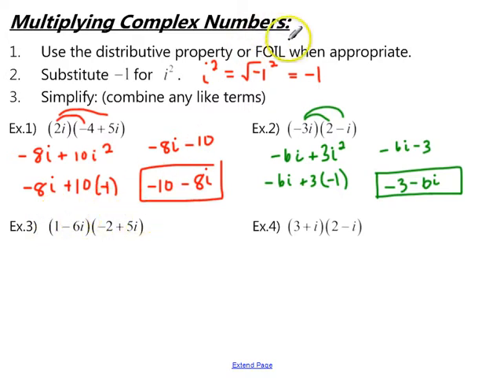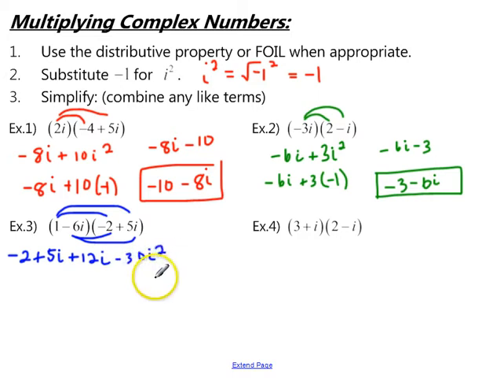So we have to use the second part of it where we need to FOIL. It's the same idea as foiling. Multiply the first terms. 1 times -2 is -2. Multiply the outside terms. So 1 times 5i is 5i. Multiply the inside terms, +12i. And then multiply the last terms, so we get a -30i squared. Okay. So then we go through and substitute -1 for any i squareds we have.